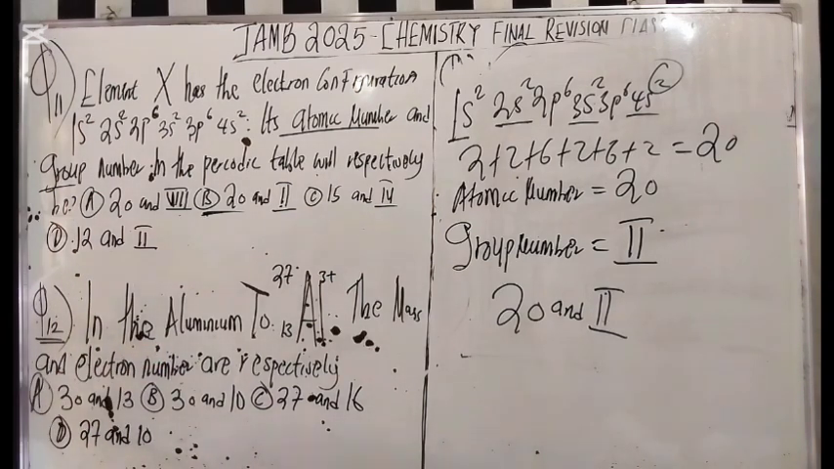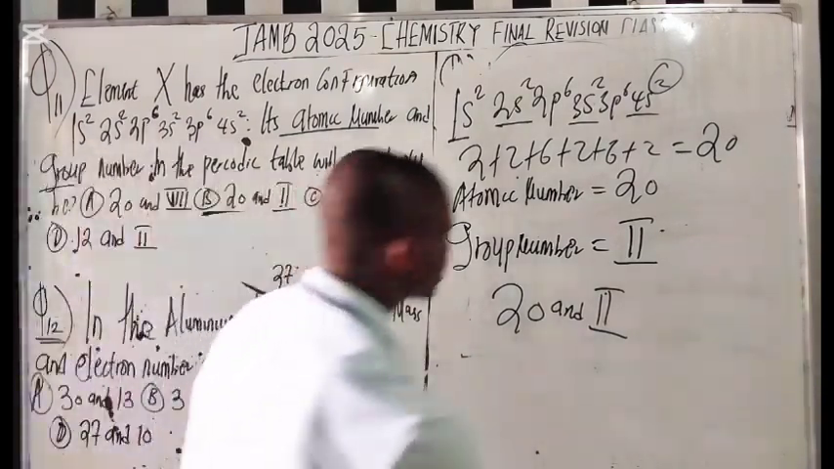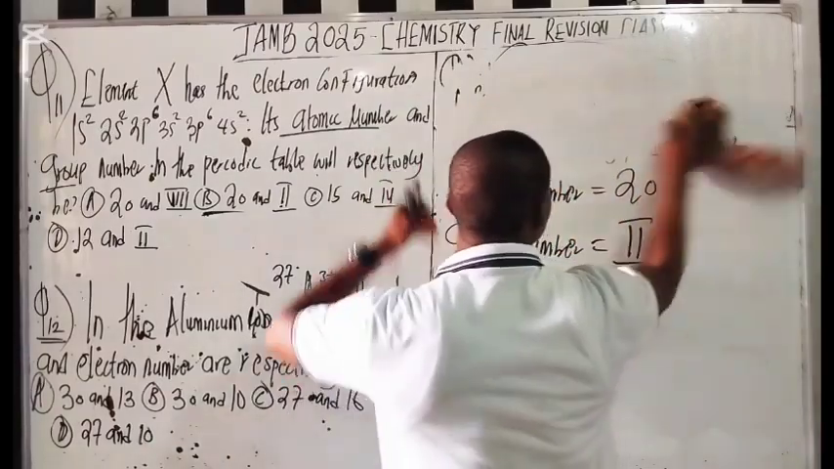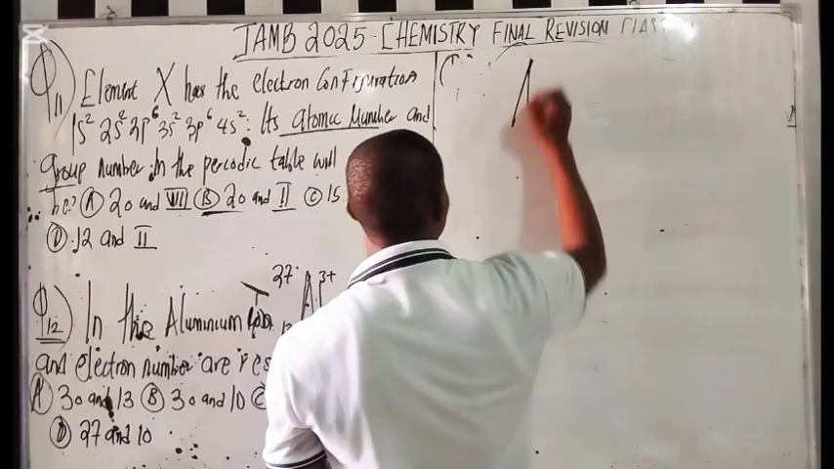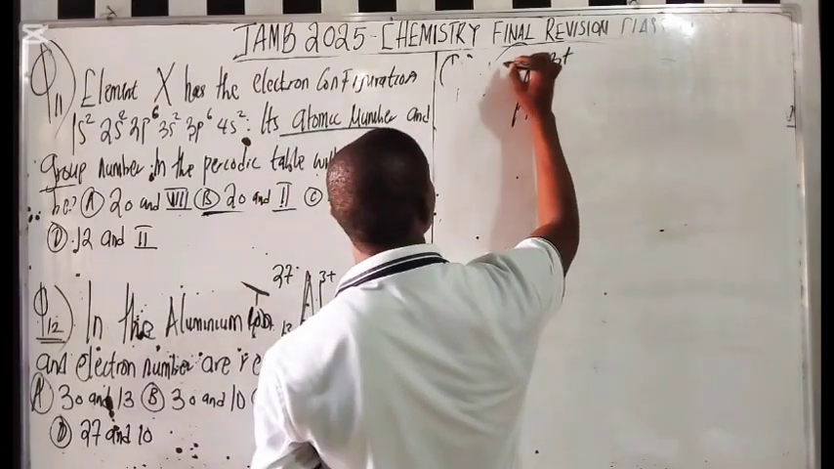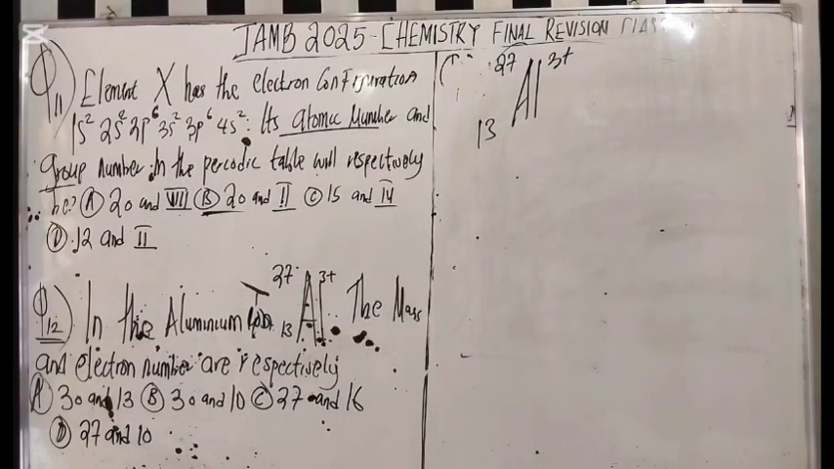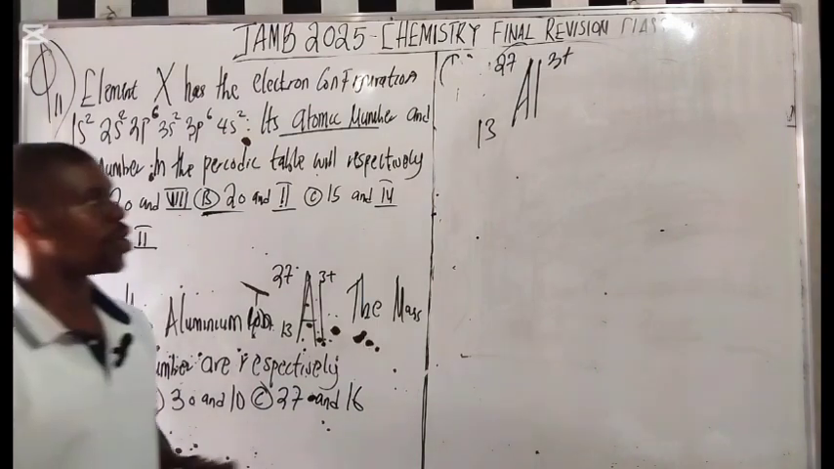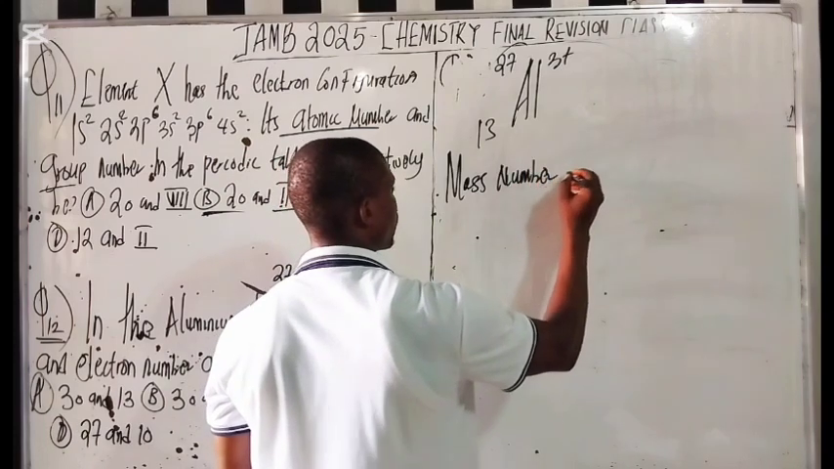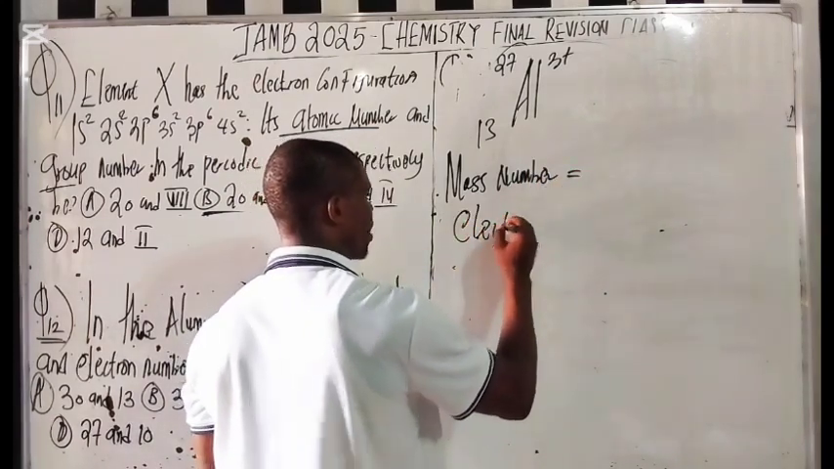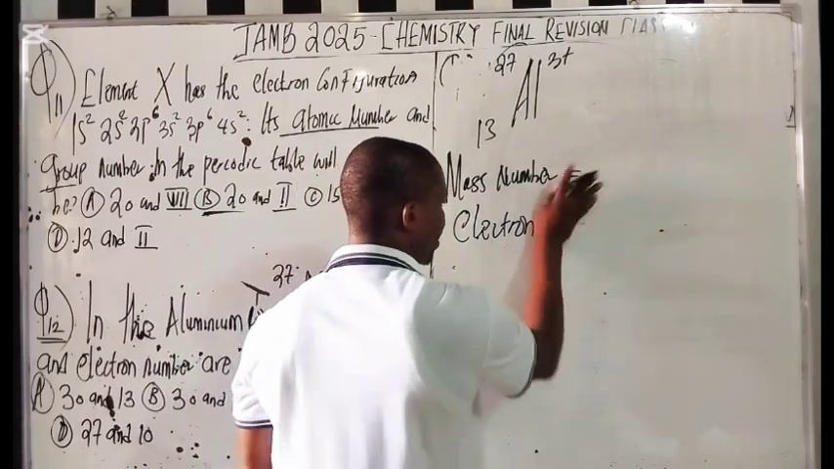In the aluminium ion, this is called an ion. In the aluminium ion, let me write this out. If you look at the aluminium ion here, you have Al3+. You have 27 and you have 13, right? The mass number and the number of electrons are respectively. So they ask here, what is the mass number? And what is the electron number?